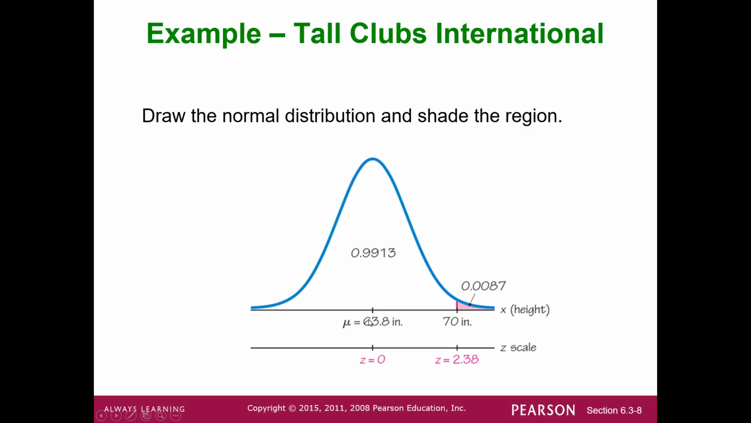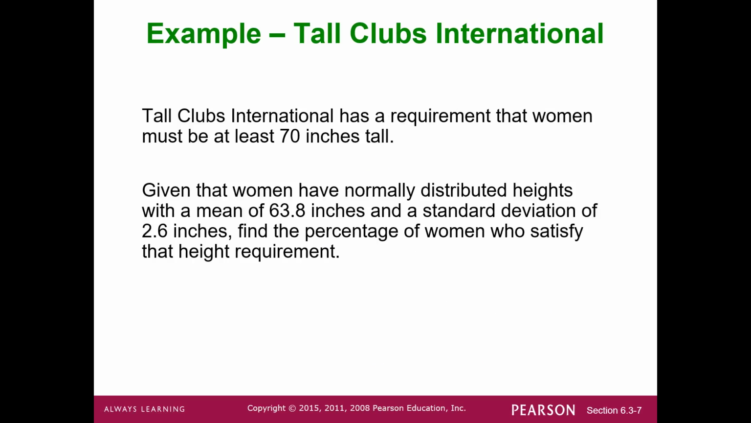Now, one thing we can do is convert 70 into its z-score, and then we could apply table A2. But the first step would be to create the picture as we always said. It said given that women have normally distributed heights with a mean of 63.8 and a standard deviation of 2.6, find the percentage of women who satisfy the requirement.